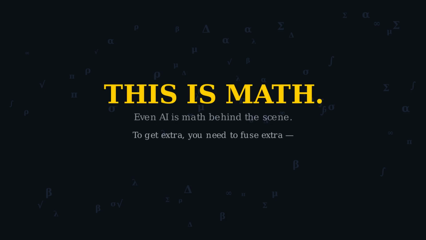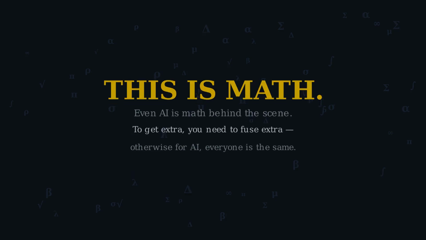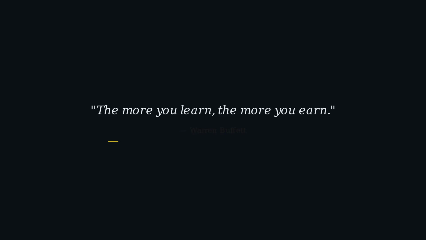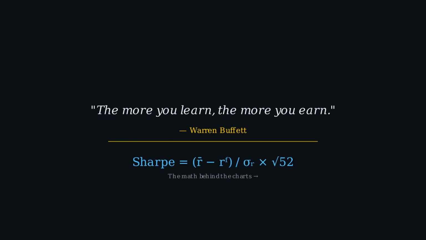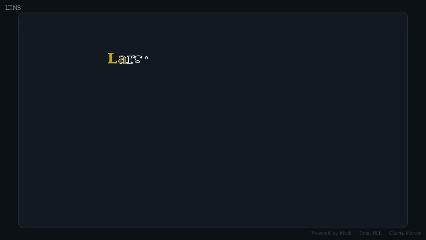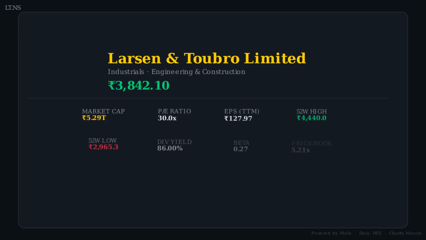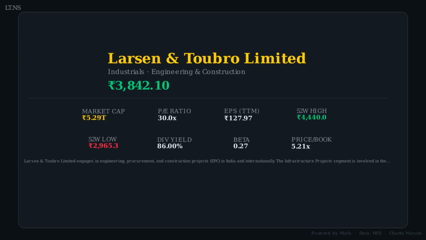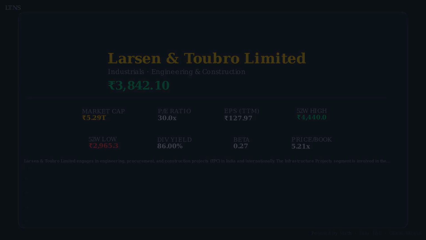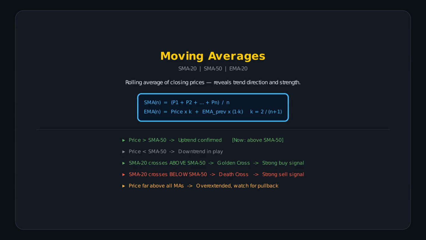This is Math. Welcome to the technical analysis of Larsen Toubro Limited. LT.NS is an industrials company with Rs 5.3 trillion. Over the past 3 years, the stock has gained 79.9%. We will break down 4 key indicators: moving averages, Bollinger Bands, RSI, and MACD, because every line on this chart is a formula. Let us start with moving averages, the foundation of trend analysis.